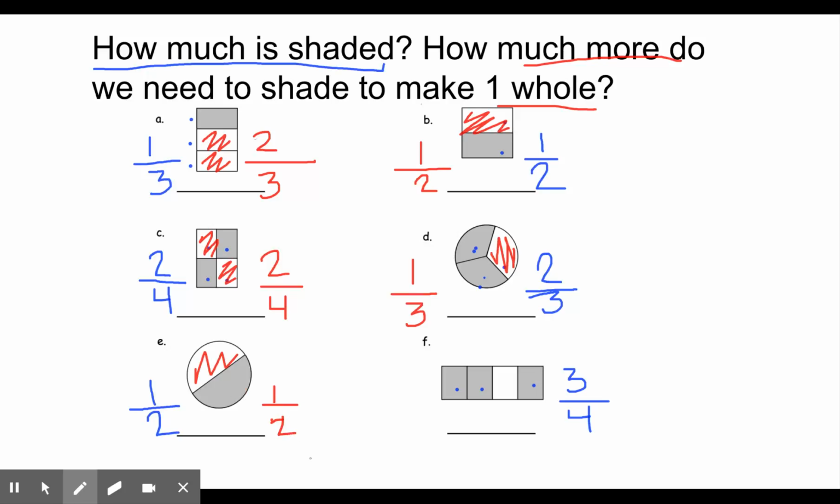Last one. I need to shade in just 1 more part. How many parts are there altogether? 1, 2, 3, 4. One fourth plus 3 fourths equals 4 fourths. Good work, second graders.